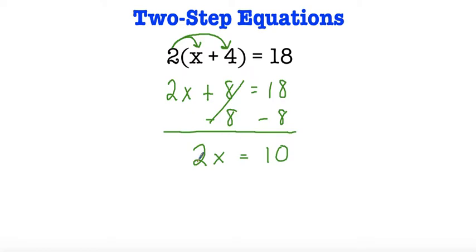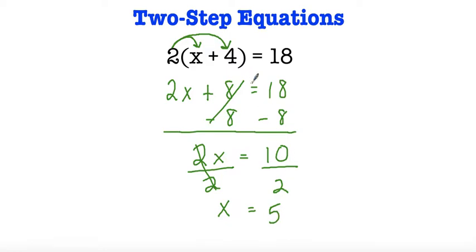And since this is multiplication, so 2 times x is equal to 10, we could divide by 2 on both sides. 2 divided by 2 is 1. And 1x is the same thing as x, so I'm going to leave that as just x. And then here we have 10 divided by 2, which is equal to 5. And so x is equal to 5.